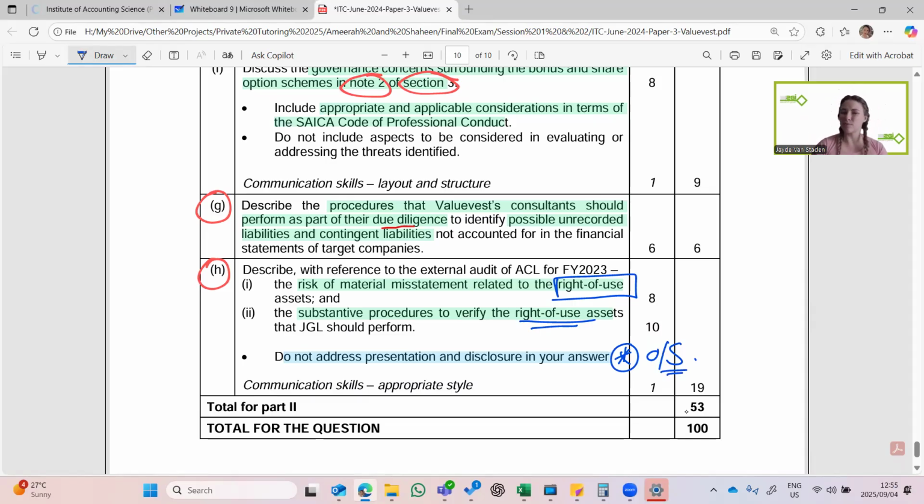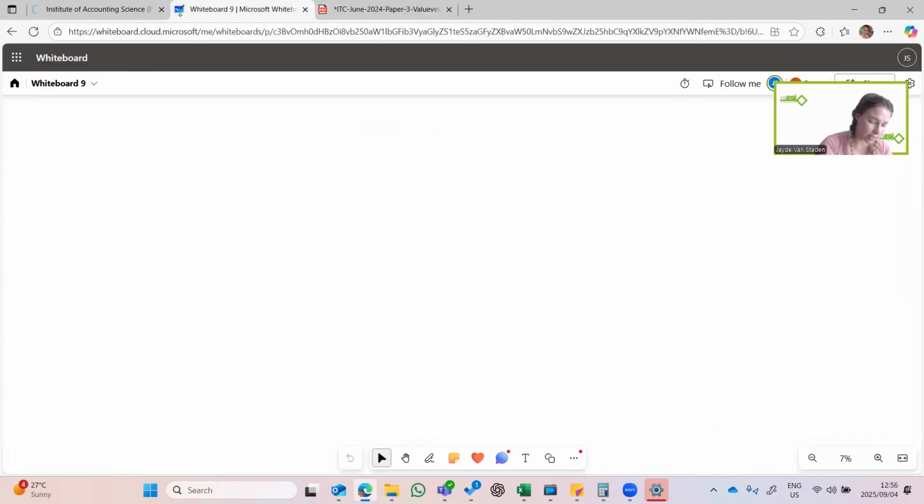Right, now let's first break down risk of material misstatement. Okay, so now we need to think about what that means. Remember that we have two different types of ROMM essentially. We can have our ROMM at overall financial statement level, and we can have ROMM at assertion level. Now, both of these follow a very similar format. They follow the format of trigger and effect.